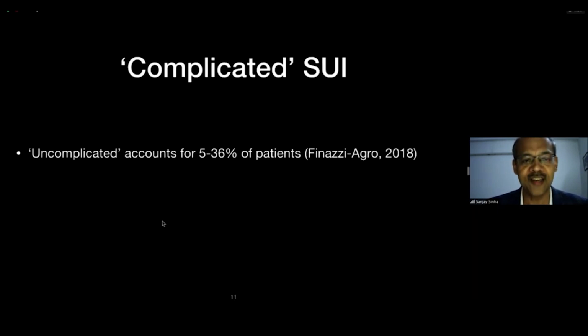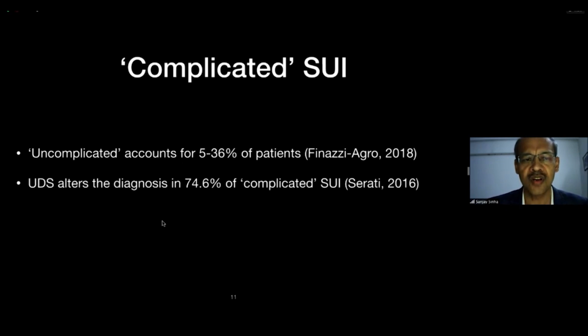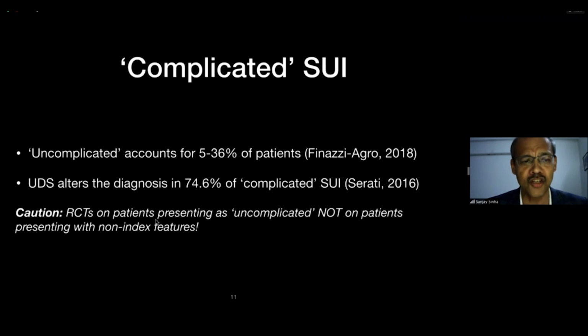What about complicated patients? With the complicated patients, almost 3/4 of patients will actually have abnormalities in the urodynamics. And remember, the uncomplicated patient in most series is actually the exception rather than the rule. So it's important to differentiate. And for these complicated patients, you must always do a urodynamics before surgery.